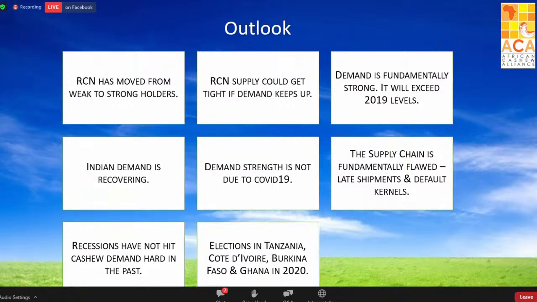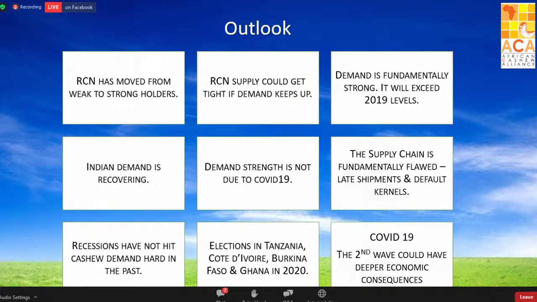We need to keep an eye on the outcome of elections in a number of African countries and how that might influence the general political and economic environment, and also longer term how it might impact on the cashew policy in those countries. So where we are now is we're in a situation of strong demand, relative balance in supply, perhaps with some reserves. By no means can you say that supply and demand is either strongly one way or the other.